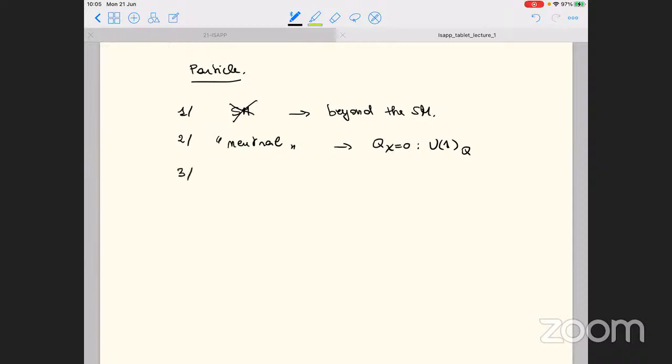Then the third element usually given is that it should be stable enough for us to say that there should be dark matter around. Usually you are told that dark matter should be massive in order to account for the structures as they are today.